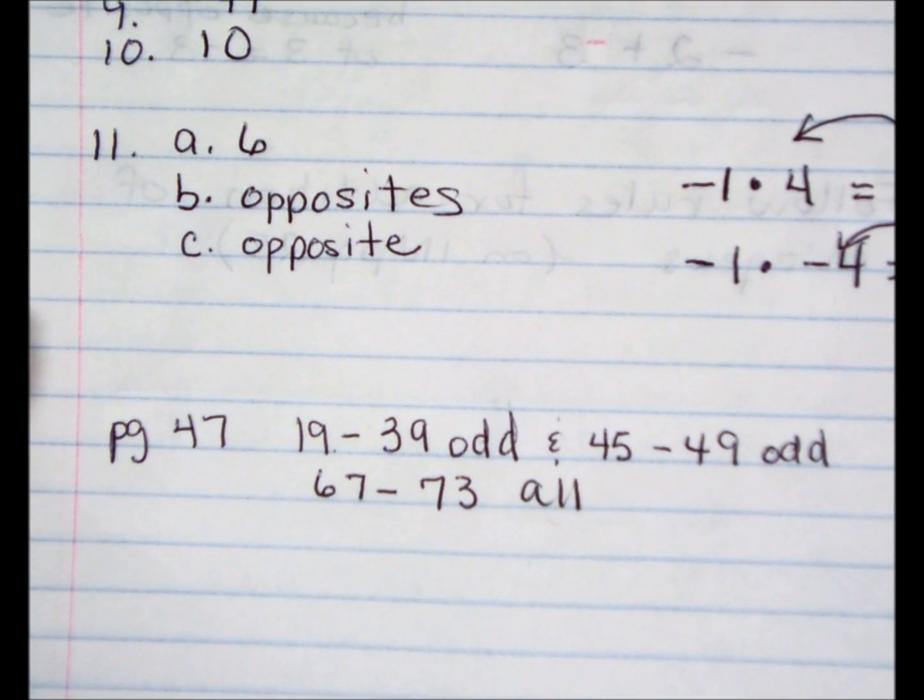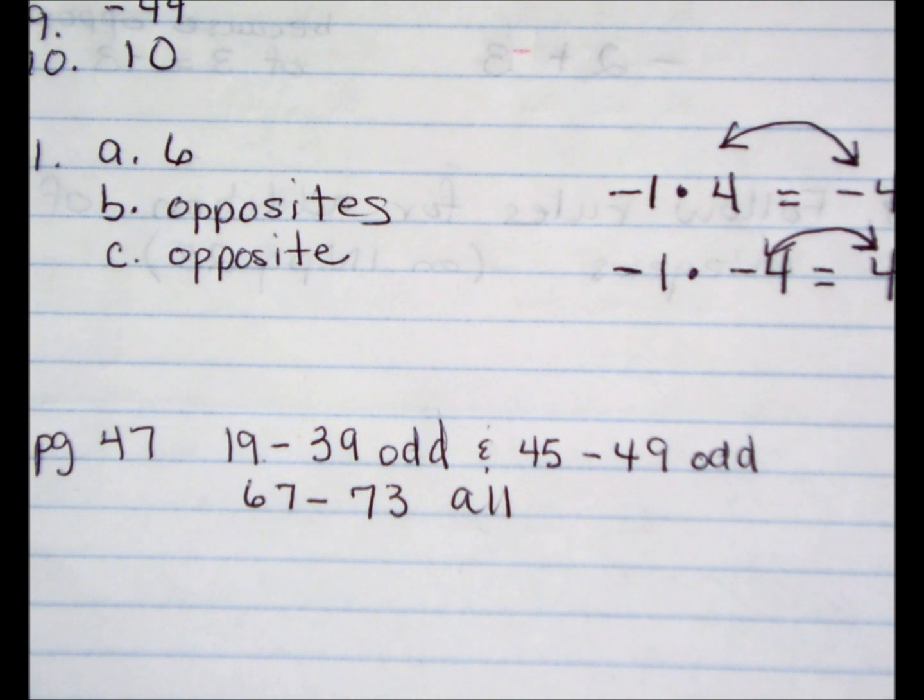Tomorrow in class, if you have any questions about this section, please come and ask me. We will be doing 19 through 39 odd, 45 through 49 odd, and 67 through 73 all, and that's a review section. Okay, see you in class tomorrow.